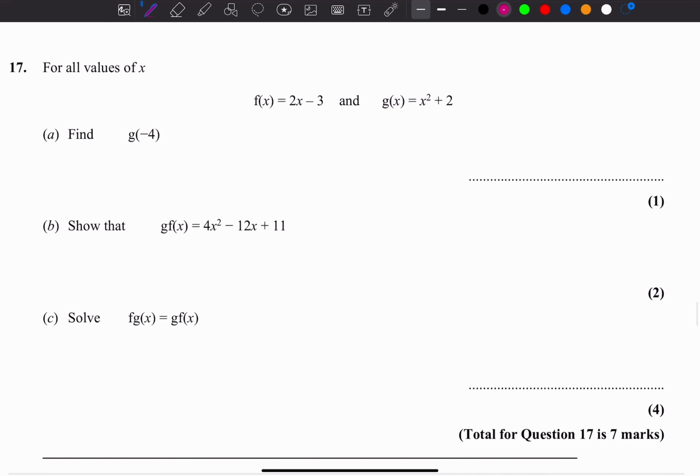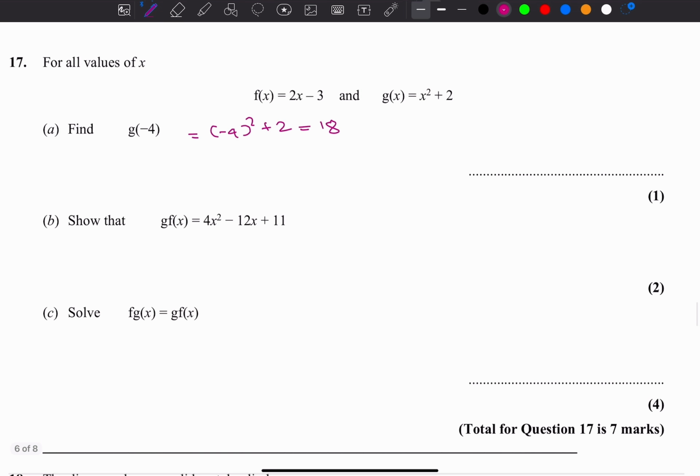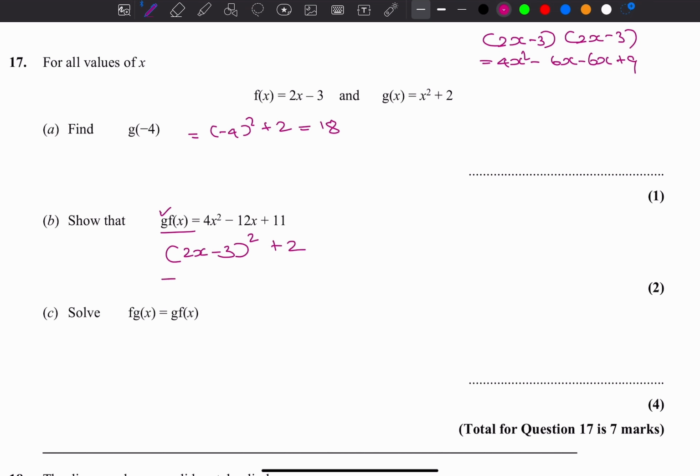Right. Direct and inverse and composite functions. g of -4 is -4 squared plus 2. -4 squared is 16, and 2 is 18. Simple. gf of x. In order to do gf of x, remember, you write the first letter g with a bracket. g is x squared plus 2. And what goes in there is the second letter, f of x, which is 2x minus 3. 2x minus 3 squared is 2x minus 3 times 2x minus 3. What do we have? 4x squared minus 6x minus 6x plus 9. We can add it and write 4x squared minus 12x plus 9.